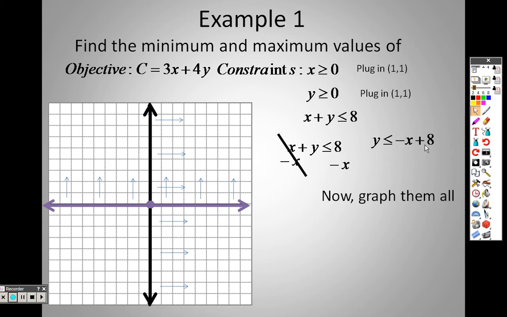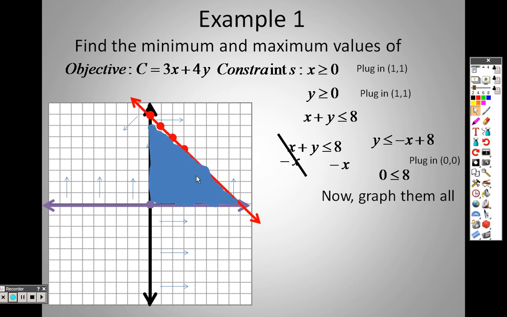Now to graph this, my y-intercept is 8. So 1, 2, 3, 4, 5, 6, 7, 8, way up here. I go down 1, right 1, down 1, right 1, down 1, right 1. I keep going, draw a line and connect it. I need to shade that now. A point not on that line is 0, 0. Is 0 less than 8? Yes, it is. So this triangle is my answer.